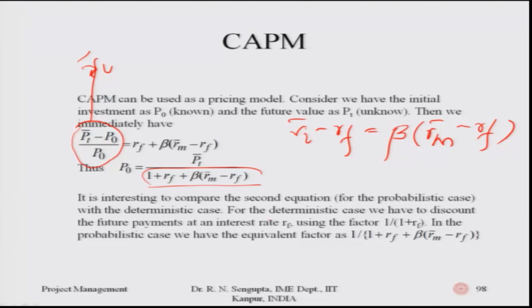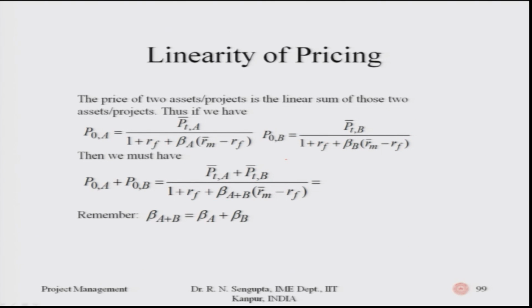So, in the probabilistic sense, we have the equivalent factor given by this, which I have already discussed, and is there in the denominator. So, the price of two assets or projects is basically a linear sum of the prices which you have. For example, if you have the price as of now for project A or asset A or investment A, and that for asset B or investment B with a suffix B, then the prices of the first one and the second one will be based on the exact formula which you have just derived.